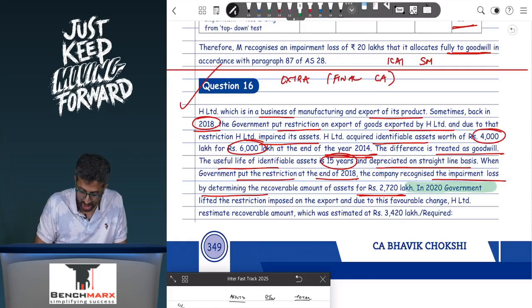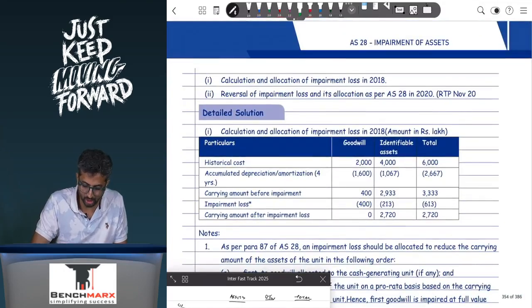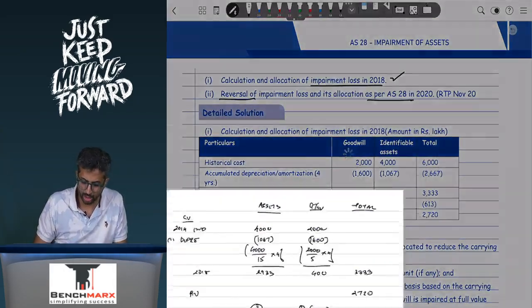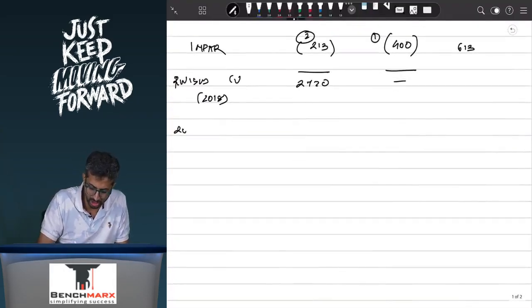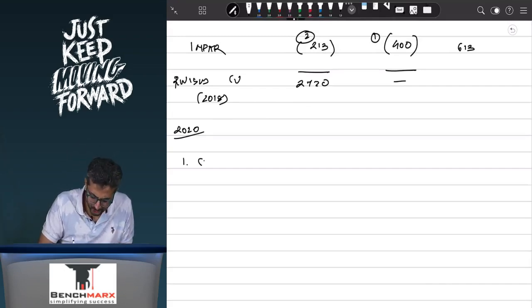In 2020, the government lifted a restriction imposed on the export, and due to this favorable change, H re-estimated the recoverable amount, which was 3420 lakhs. You are required to calculate and allocate impairment loss in 2018, which we have already done, and reversal of impairment loss as per AS 28. So if I go to see in the year 2020, first I will see goodwill. What are the steps? I first need to find the carrying value, had there been no impairment?